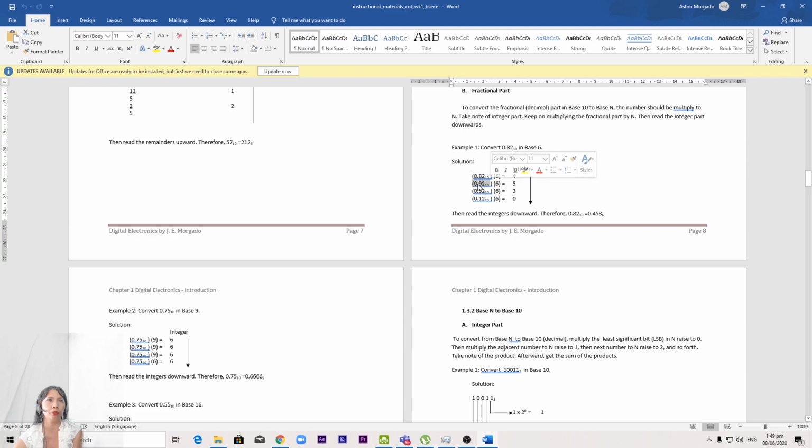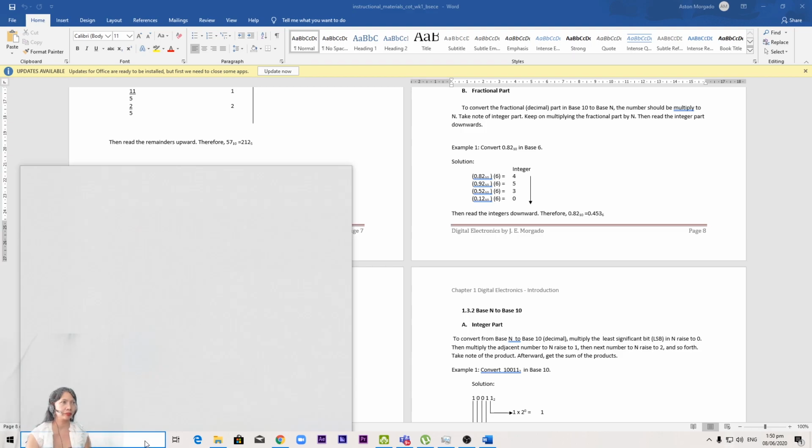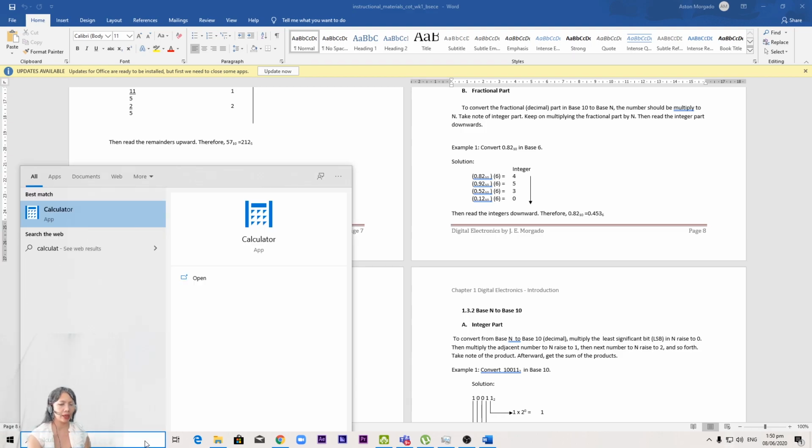So we have 0.92 here. And then the 0.92, you multiply it again by 6. And then you shall have an answer of 5.52. Okay, so let's take a look. Let's have a calculator here. Let's have a confirmation.